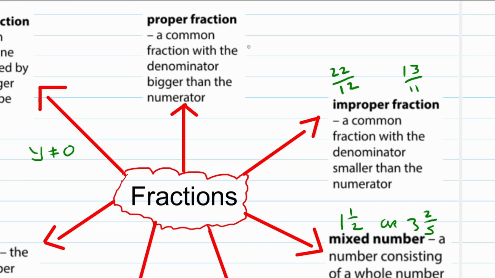And then a proper fraction, that's when the denominator is bigger than the numerator. Or we can also say that's when the numerator is smaller than the denominator. Examples of this would be 2 over 3 or 7 over 9, 11 over 13, numbers like those.